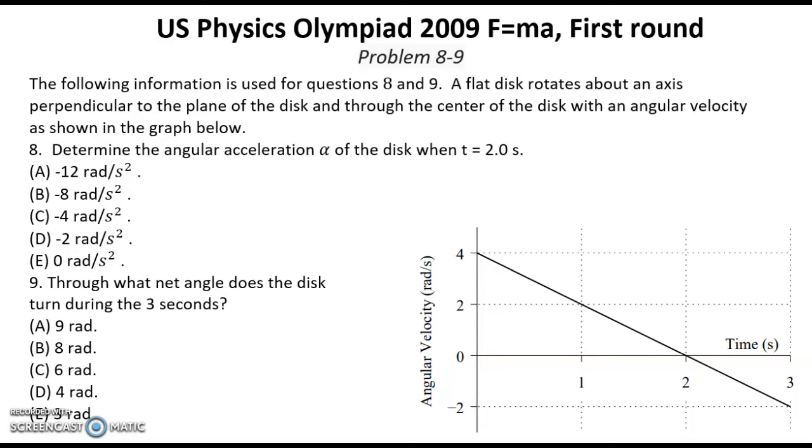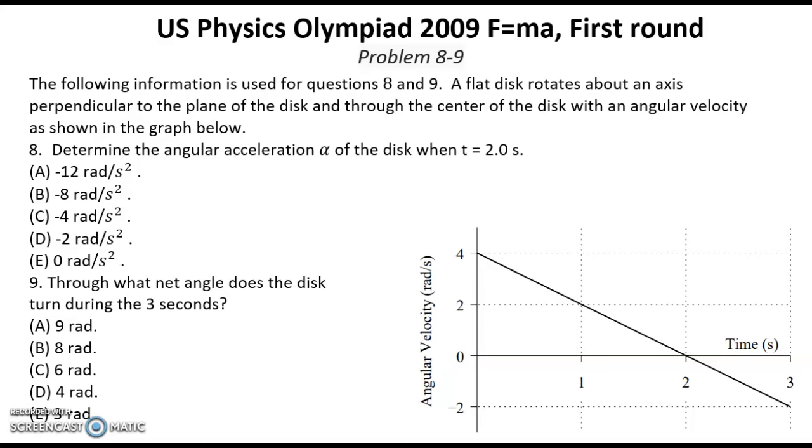Problems number 8 and 9. The following information is used for questions 8 and 9. A flat disk rotates about an axis perpendicular to the plane of the disk and through the center of the disk with an angular velocity as shown in the graph below. Question 8. Determine the angular acceleration alpha of the disk when time t equal 2 seconds.